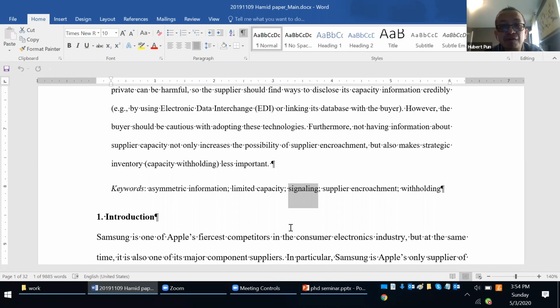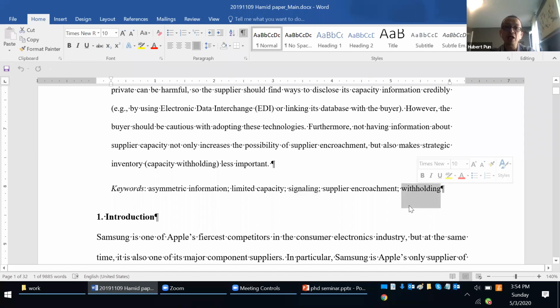And then I have one more keyword that I'm thinking of. This paper is about capacity, and capacity is a very important thing. Withholding is a terminology in capacity constraint. That talks about when you buy more than you need.